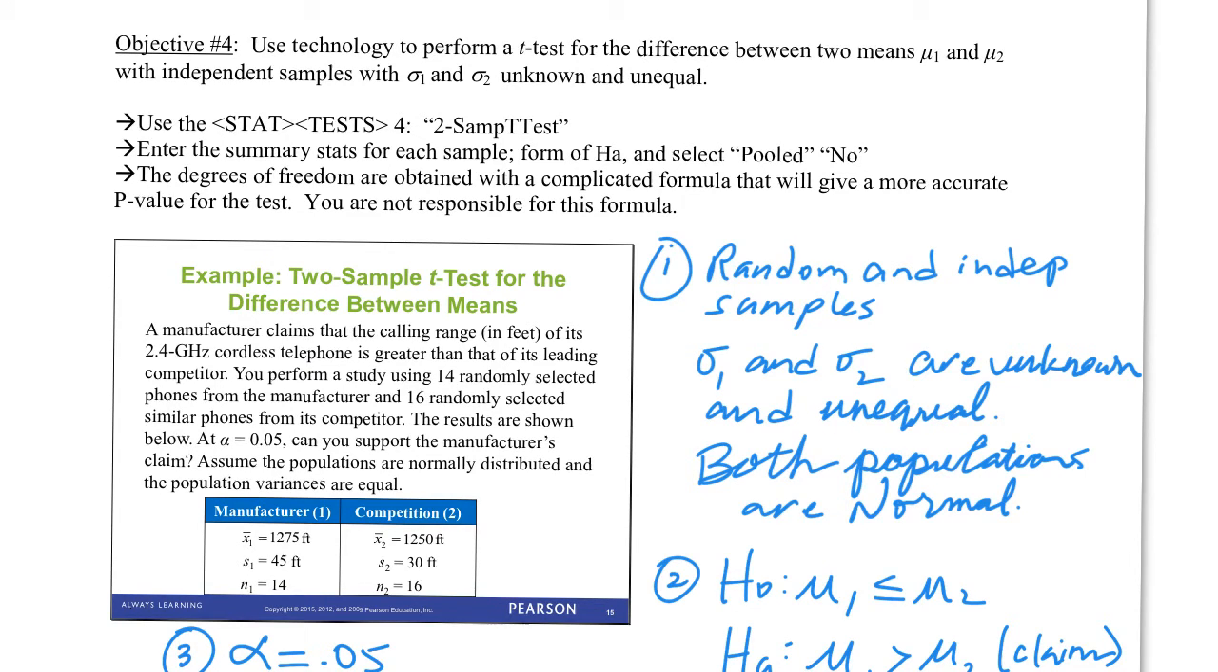Okay, next thing to point out is that the degrees of freedom are actually quite complicated when software is used. We don't simply go to the smaller sample size and take away 1. We don't use 13 degrees of freedom. We're going to let the technology do a complicated formula for degrees of freedom. It provides a more accurate p-value. You wouldn't be responsible for this. We just have to write it down. So when I write down the degrees of freedom, I'm not going to write 13. I'm going to write the ones that come out of the calculator.